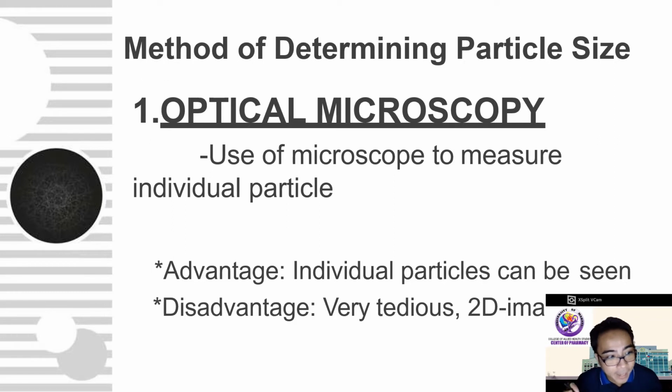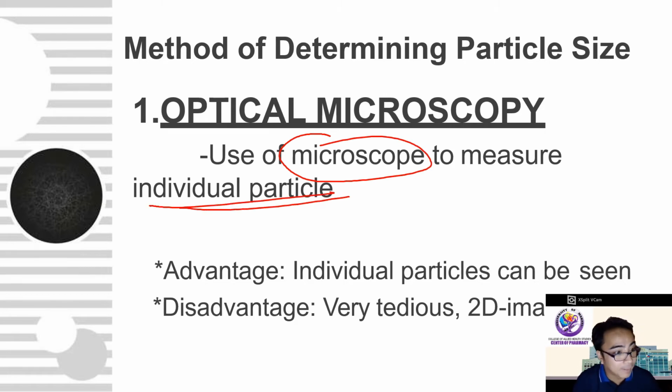Now, how do I get the particle size? So that's our next question. What are some of the methods used to determine particle size? There are so many methods here. The first method class I will be discussing is optical microscopy. So obviously class, what do we use here? Okay, we're using a microscope here to measure individual particle size.